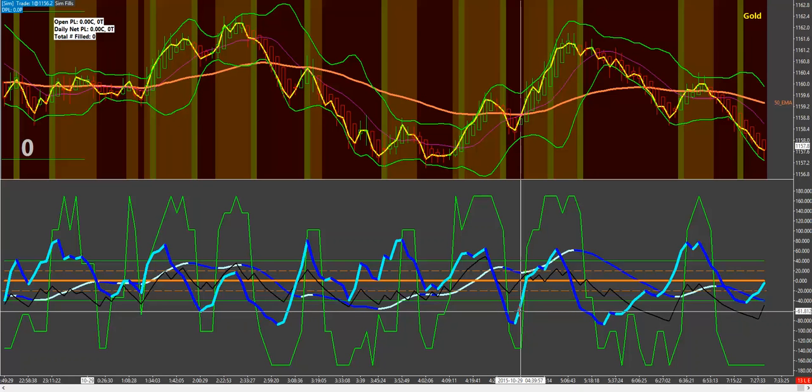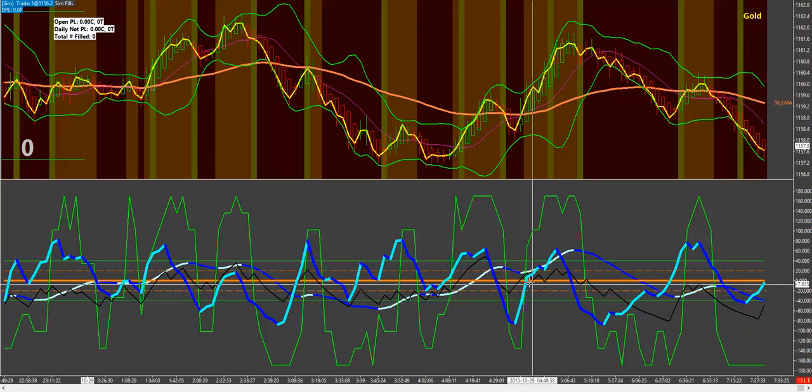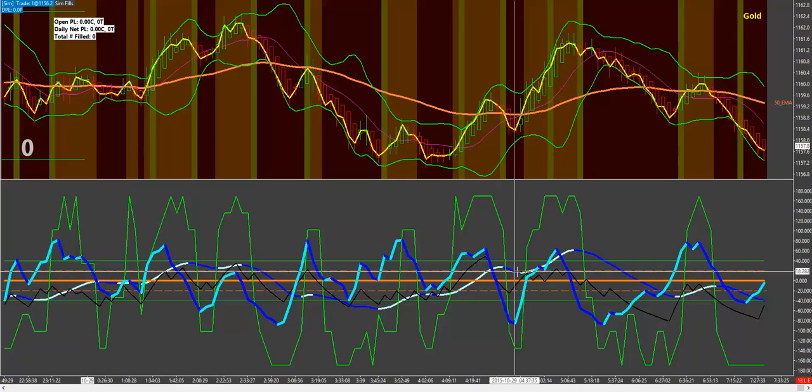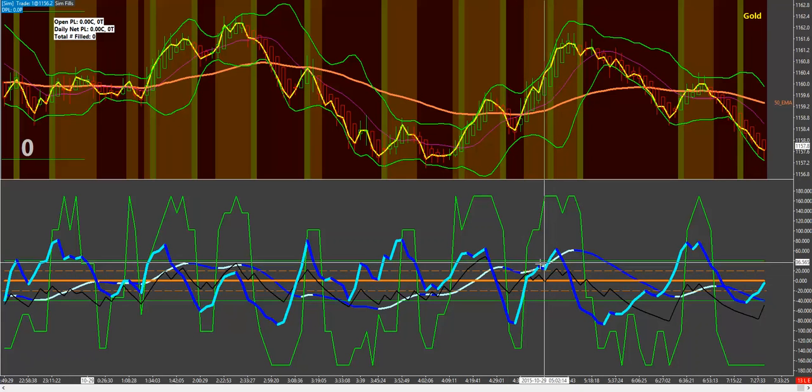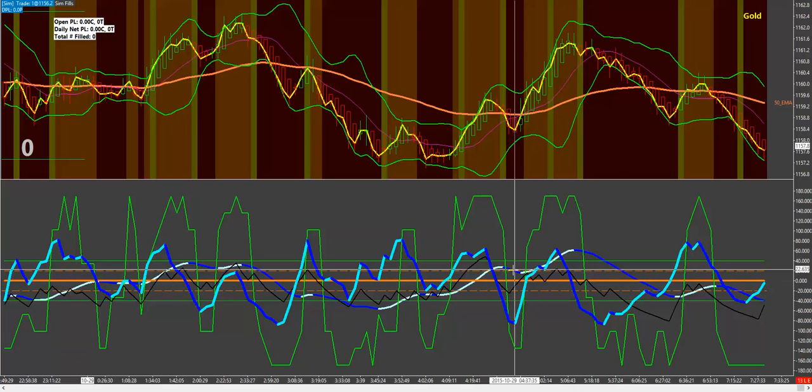If we realize that this is just a continuation of the uptrend because the white MACD never crossed down below the zero, we would immediately, without having to wait for signal 1, just go take this for the long, because that's a white MACD zero bounce off the zero.